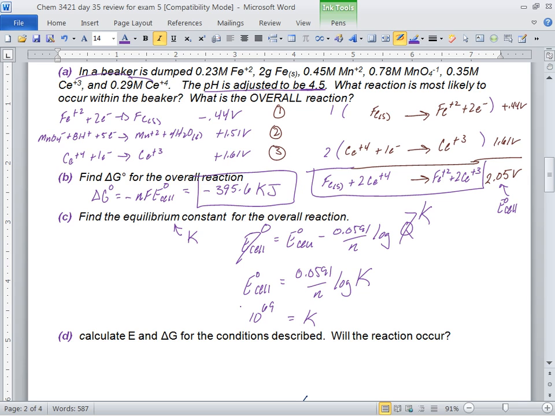Here, this is a good one. This leads right into what Monica was asking: when do you use this Q? Well, here's a good one. Calculate E, they're kind of missing a little subscript there, E cell, and delta G for the conditions described. Will the reaction occur?